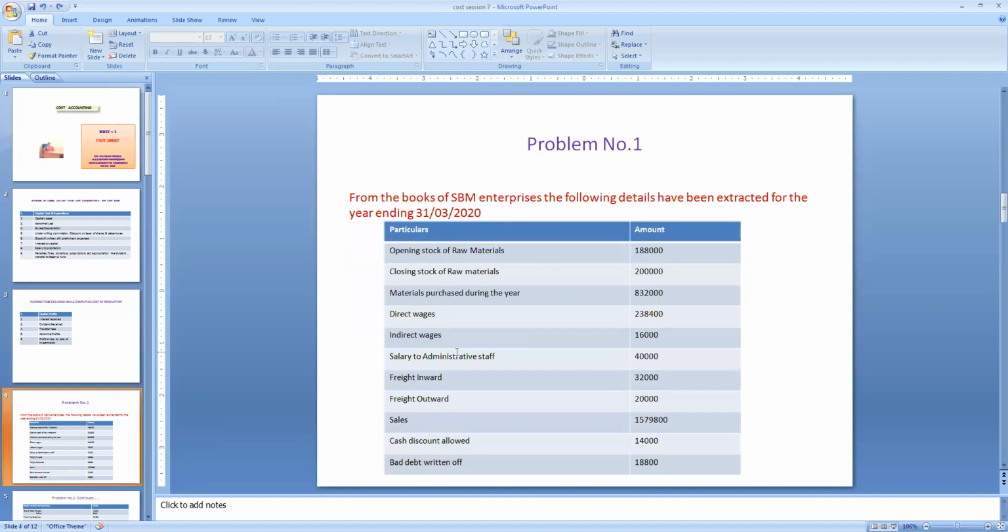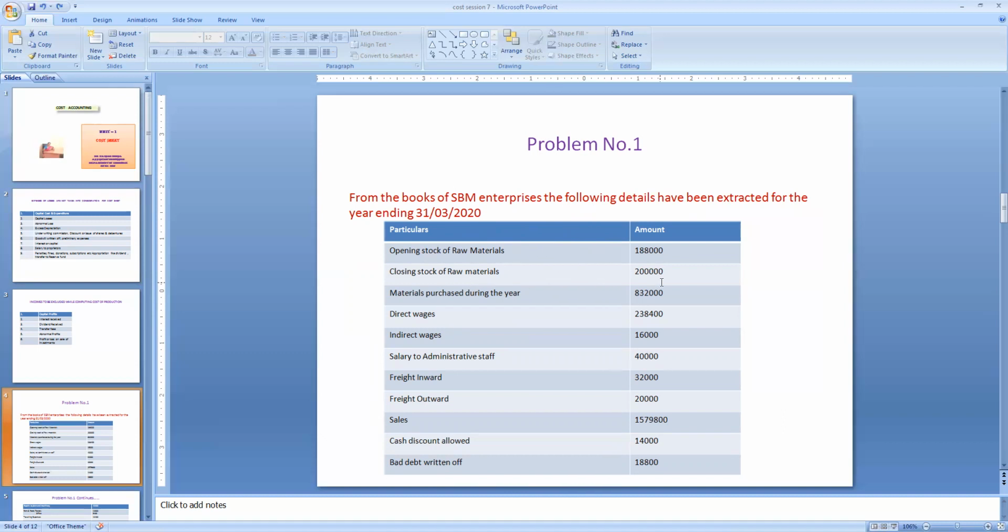Let us see the first question, given from the books of SBM Enterprises. The following details have been extracted for the year ending 31st March 2020. These are all the details given. When the details are given, we have to analyze very clearly which type of overhead each belongs to. The opening stock of materials is given as 1,88,000. Because it is a direct material item, it has to be shown in the prime cost for the calculation of direct materials.